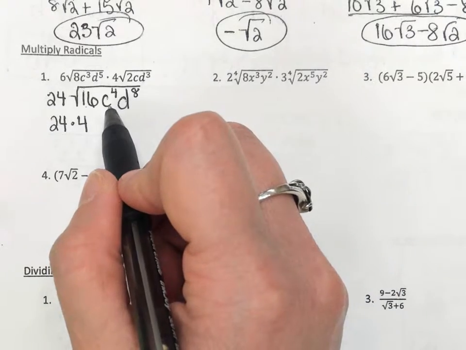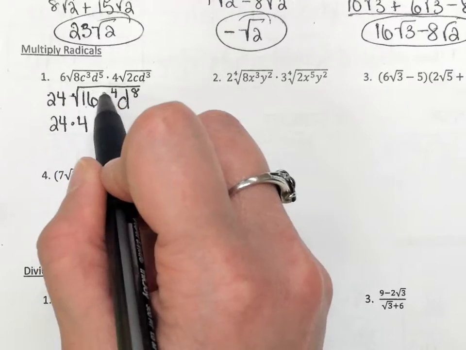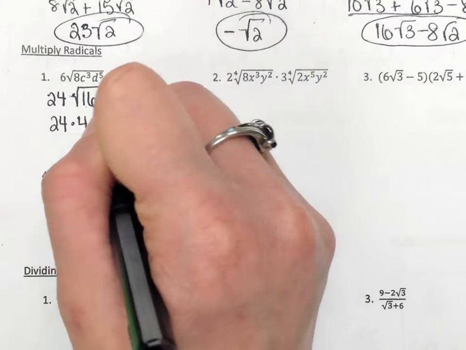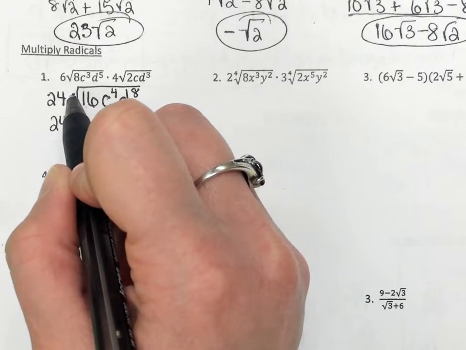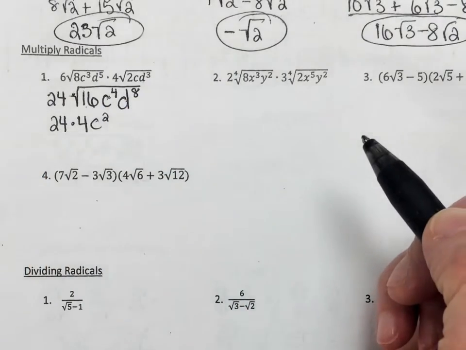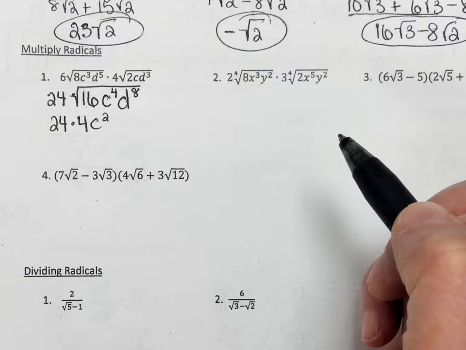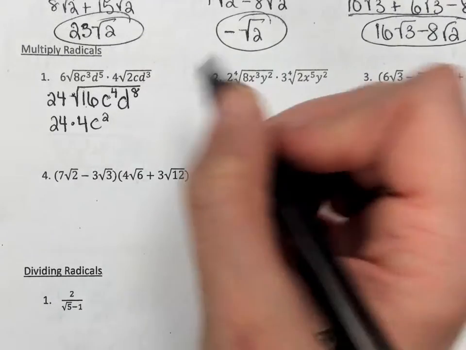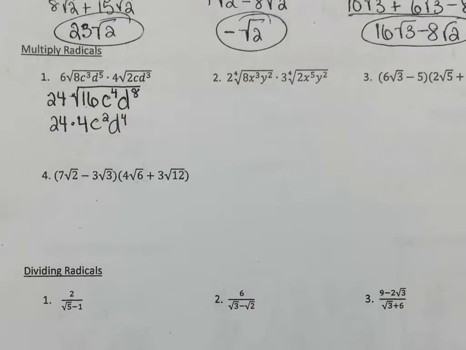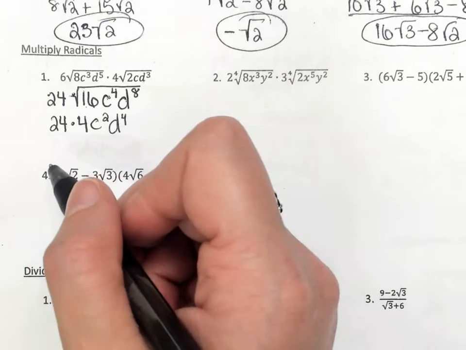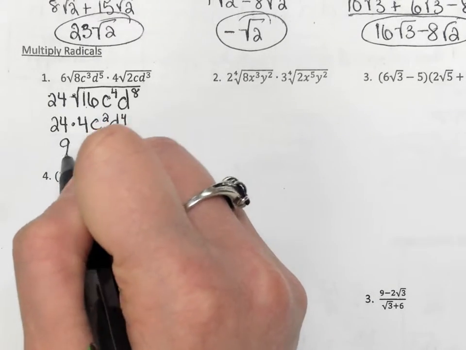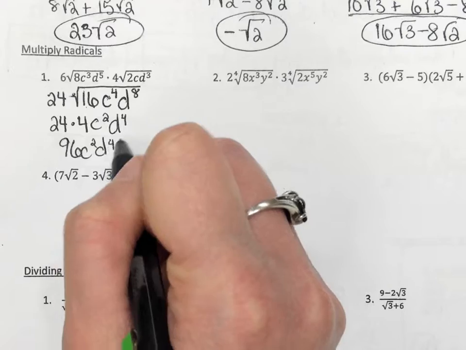I can take half of 4. Why am I taking half? Because this is the square root, right? 4 divided by 2 is 2. And what about d? You can take 2 4s. Yeah. So it'd be d to the 4. 8 divided by 2 is 4. Oh. It's divided by 2. All right. 24 times 4 is how much? 96. C to the second, d to the 4.